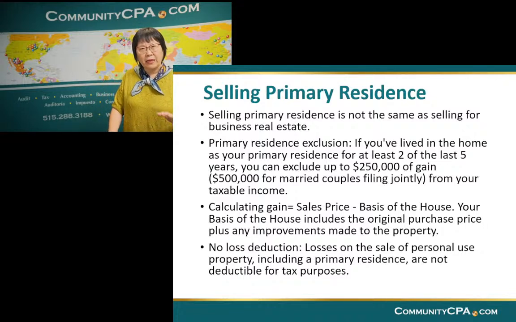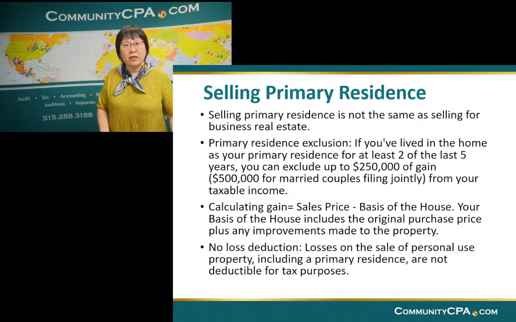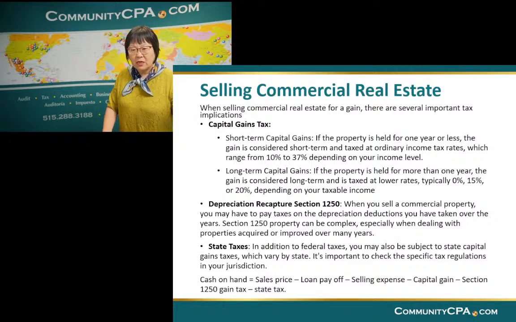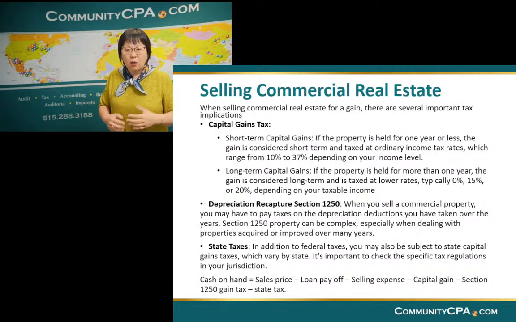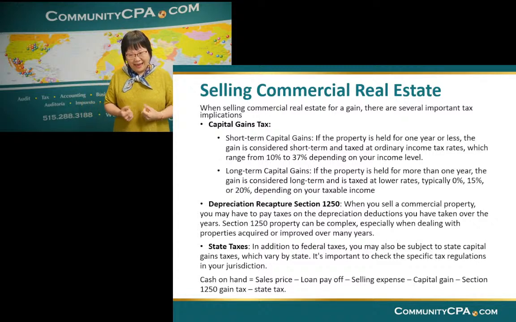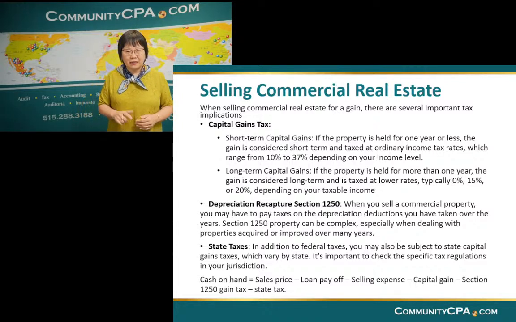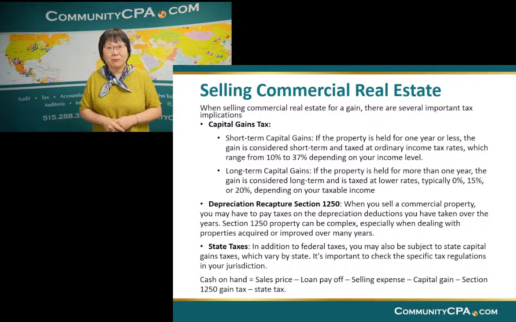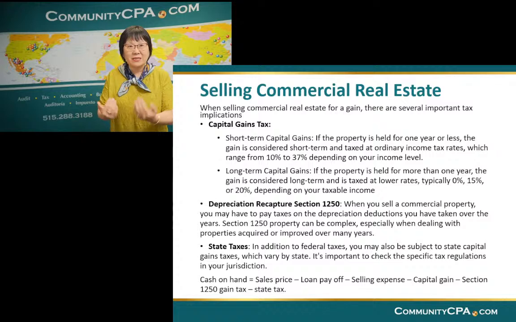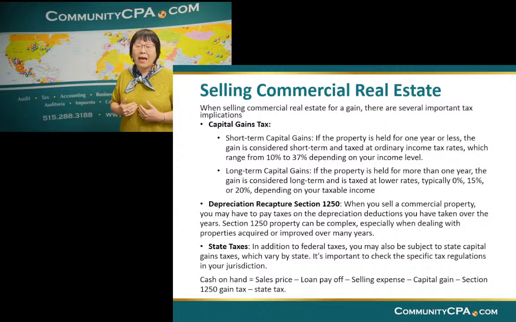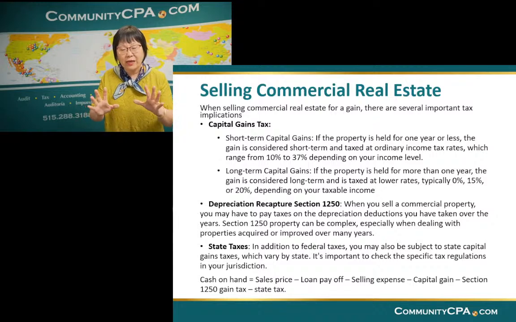So I want to just point out, because I know all of you understand this one, but let's separate the business property versus this one we're talking about. So selling commercial real estate. When selling commercial real estate for a gain, there are several tax implications. Okay, so I kind of listed them by the highlighted one. Of course, the number one is capital gain, because you're selling for a gain, so you're going to be subject to capital gain. Then you also have what we call Section 1250 recapture gain. So I'll explain that. Let's look at the capital gain.